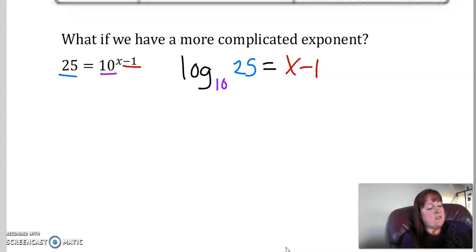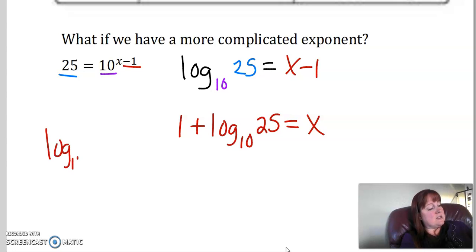So I'm going to write it in front. So I'm going to add 1 plus log base 10 of 25, just because if I tried to put it in the back, if I tried to write it like this, log base 10 of 25 plus 1 equals x, many of you would be tempted to add the 25 and the 1 together, right?